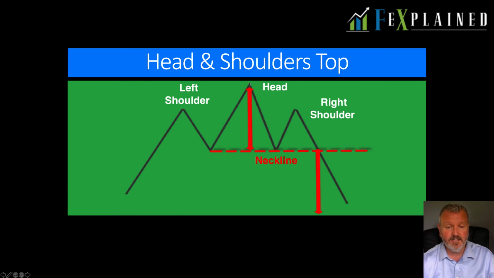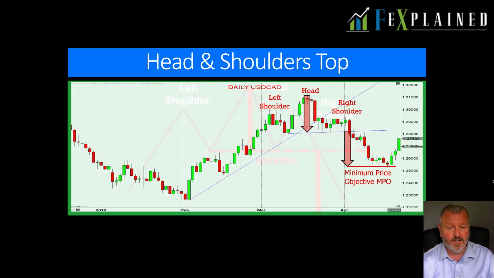And then this distance here, the vertical distance from the head to the neckline, projected down from the breakout point through the neckline, then gives us our MPO. This will be our MPO, our minimum price objective.